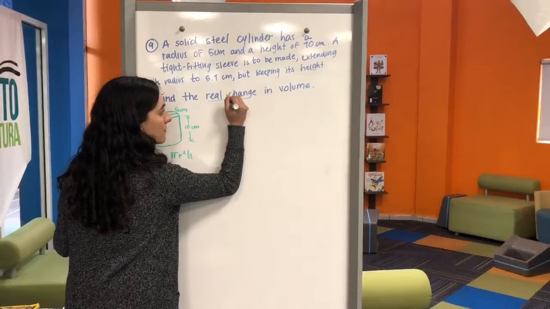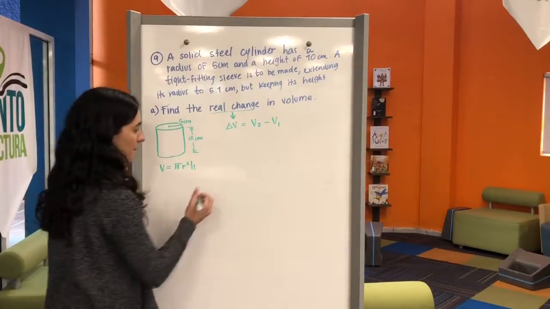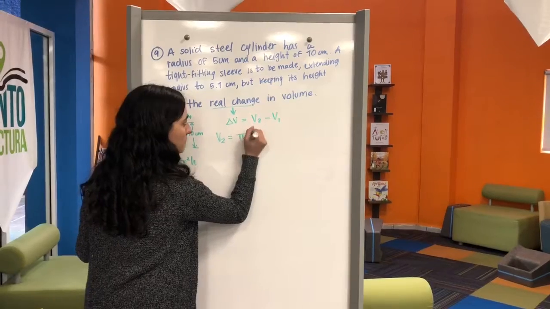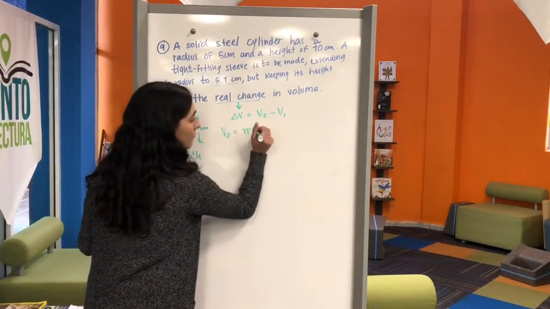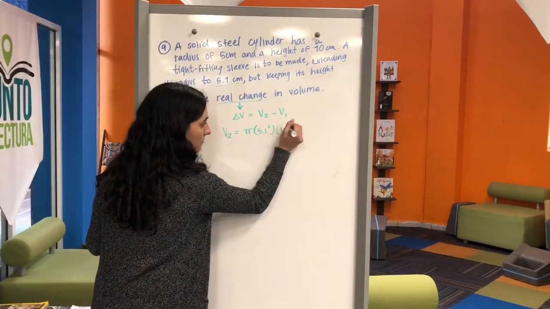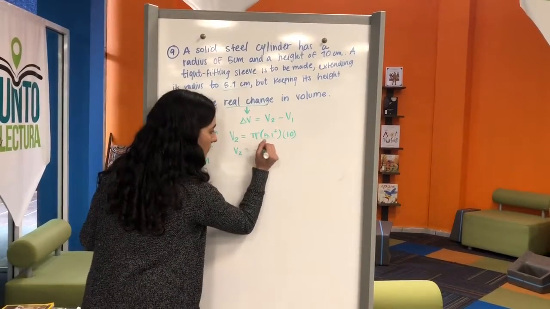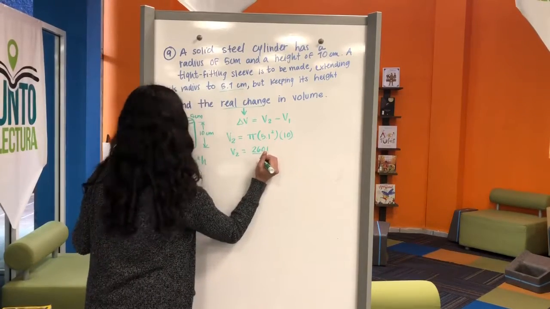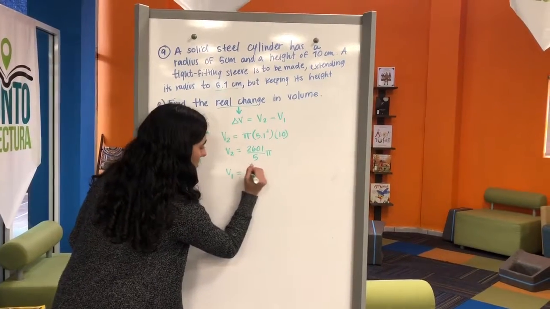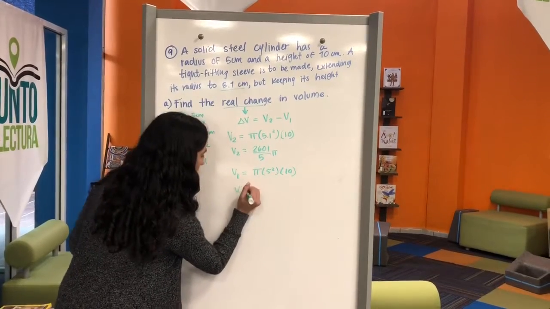Here it is asking us to find the real change in volume. You will need to find the exact difference in volume. To do so, you will need to subtract your final volume minus your initial volume. Your second volume equals pi times 5.1 centimeters, the final radius, squared times the height that stays constant. So your final volume should equal 2,601 over 5 pi.